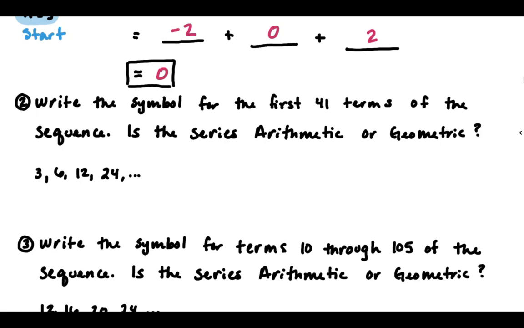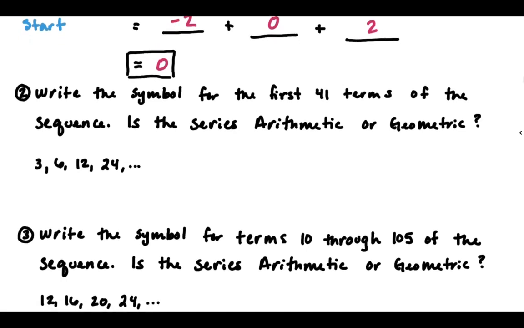Okay, last two examples, we're going to start with the sequence and then write a corresponding series. So write the symbol for the first 41 terms of this sequence, and we want to know, is it arithmetic or geometric? So what we need to start with is finding an explicit formula for the sequence.